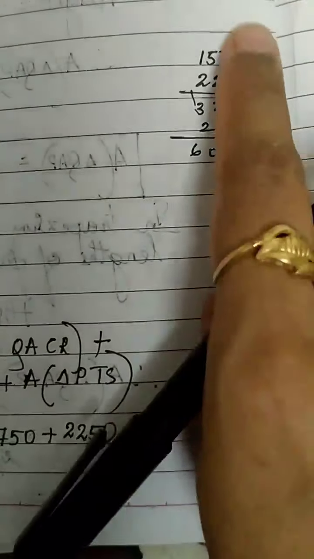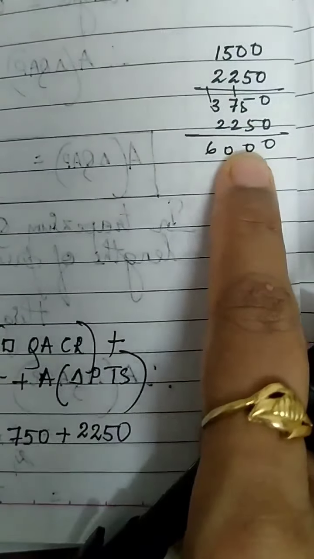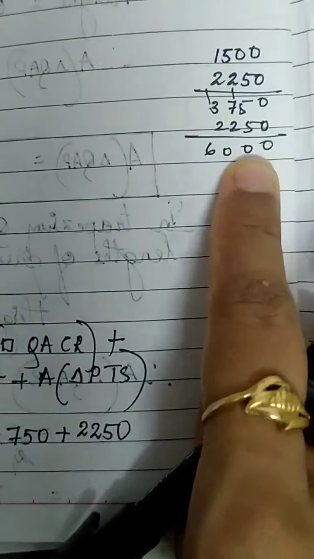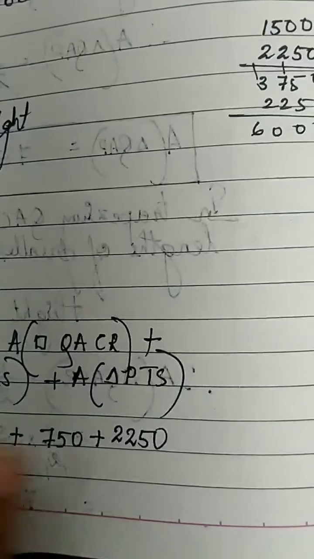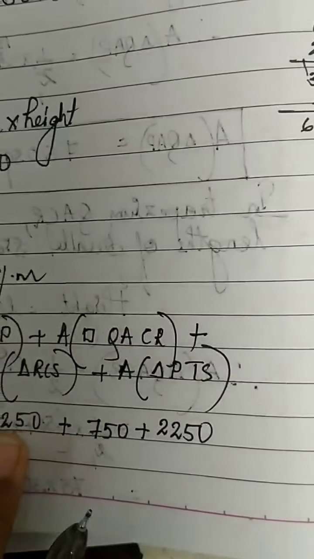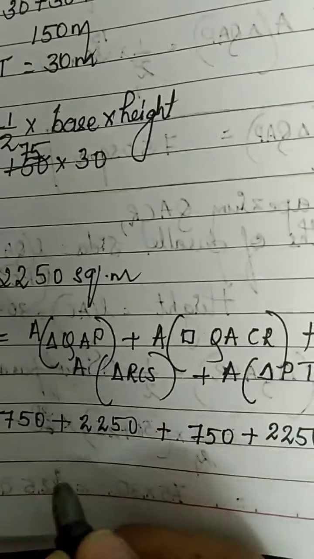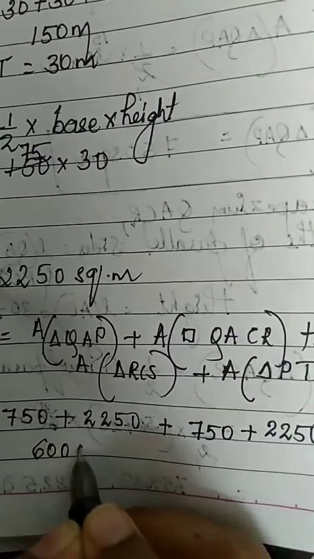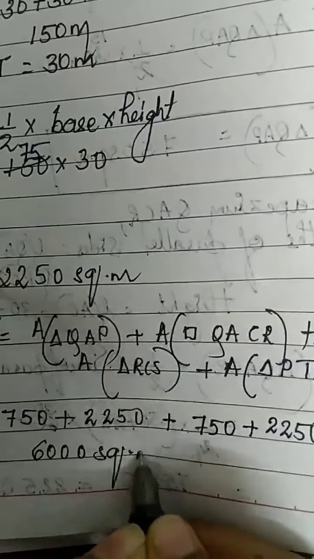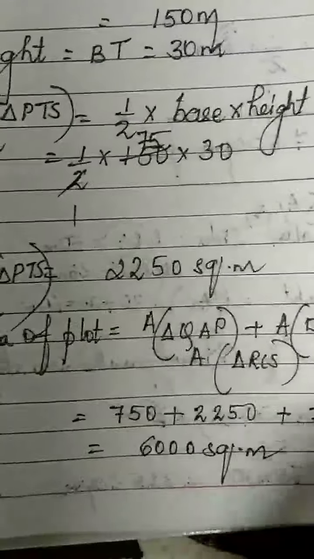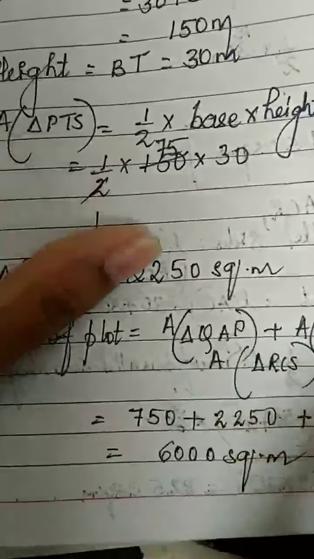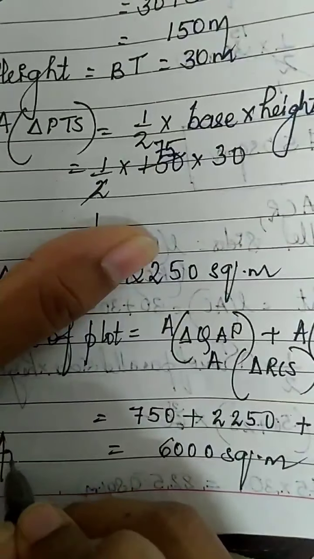I have done all the calculation. So we get the final answer as 750 plus 750 plus 2250 plus 2250, which is 6000 square meter. All the measures are in meter, area means square meter. Write down the final answer.